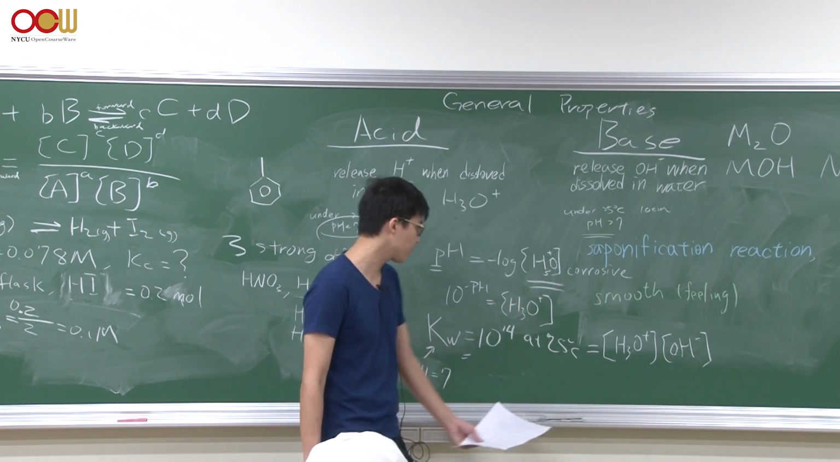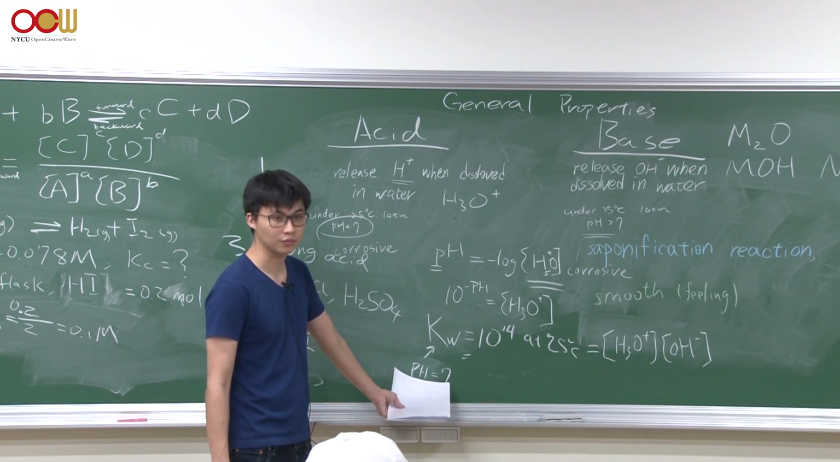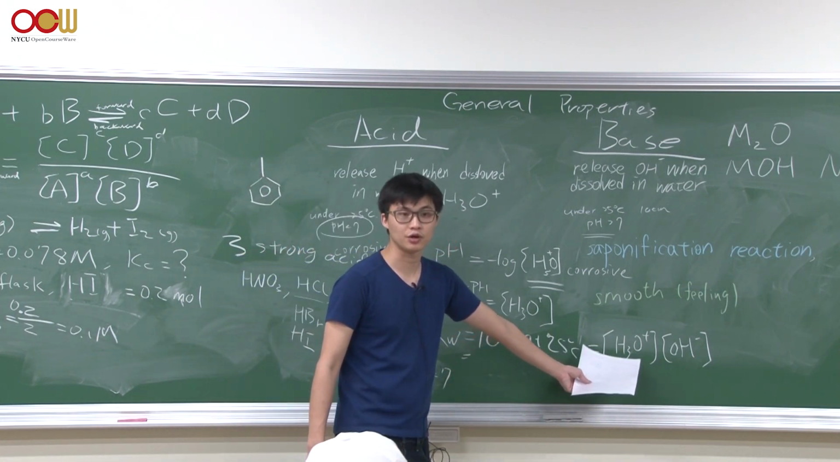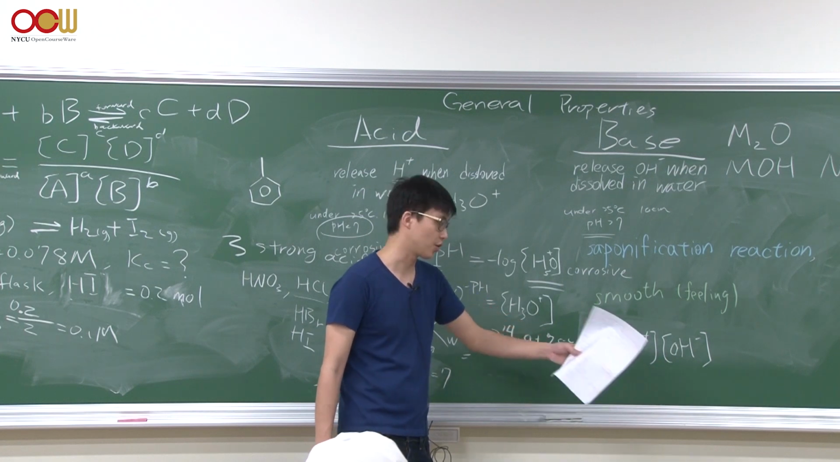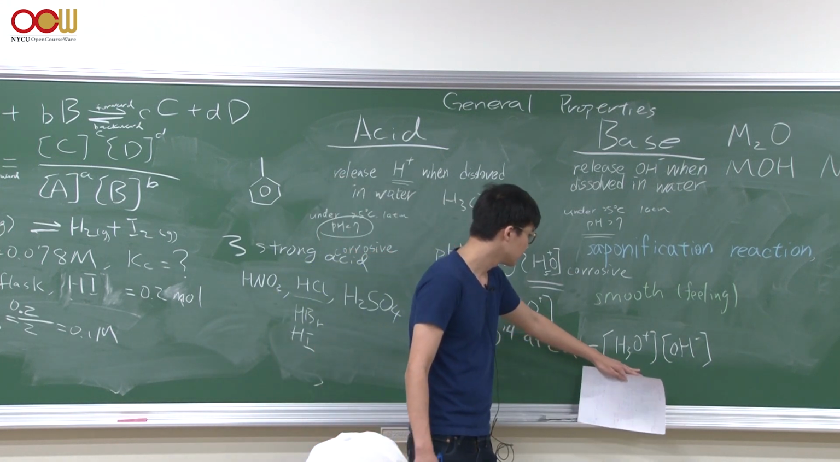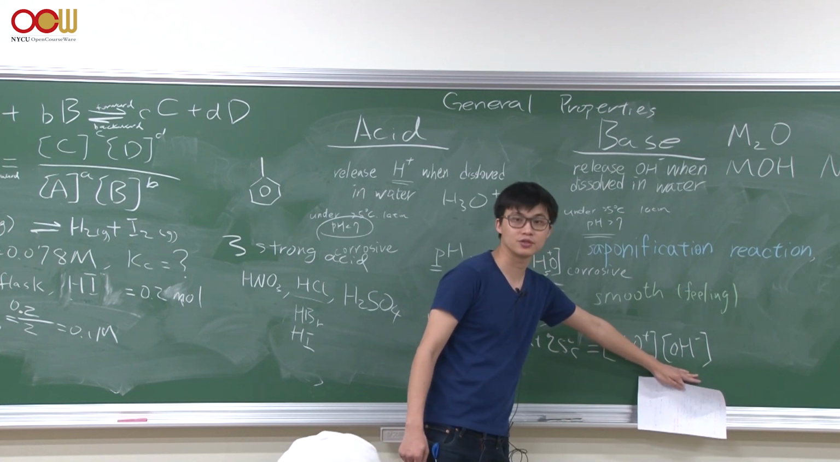Okay, so for perfectly neutral, so 7, the concentrations of hydronium and hydroxide are equal to each other. And given that constant, because we wanted to put it into a relative scale, 1 through 14, the concentration at pH 7 would be neutral.